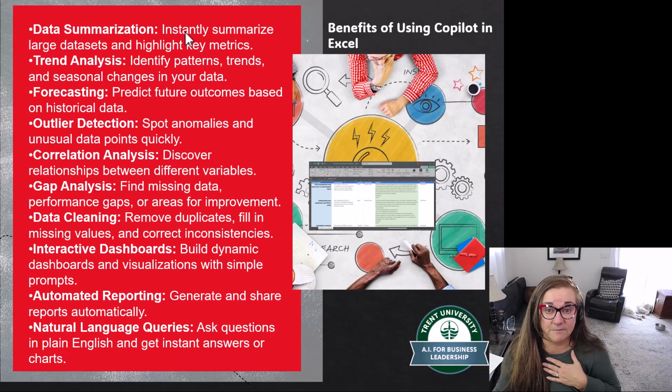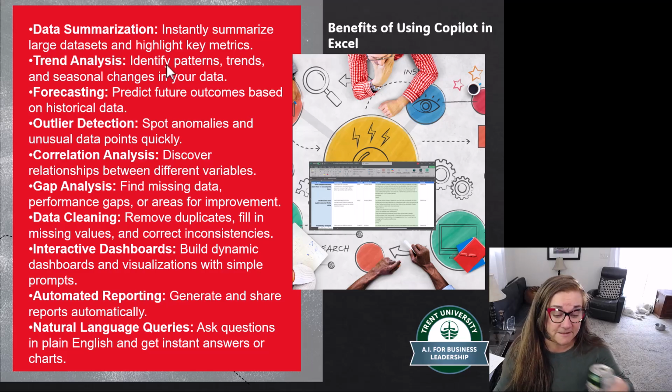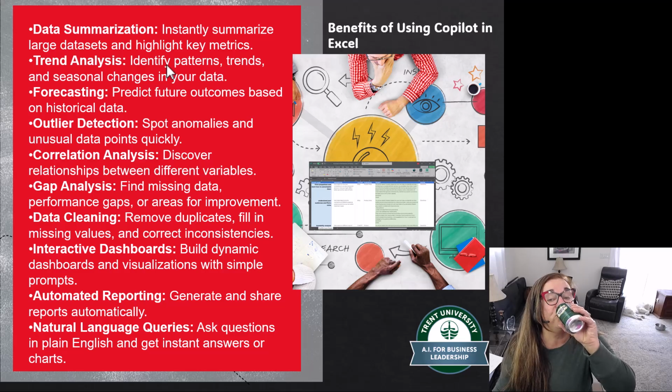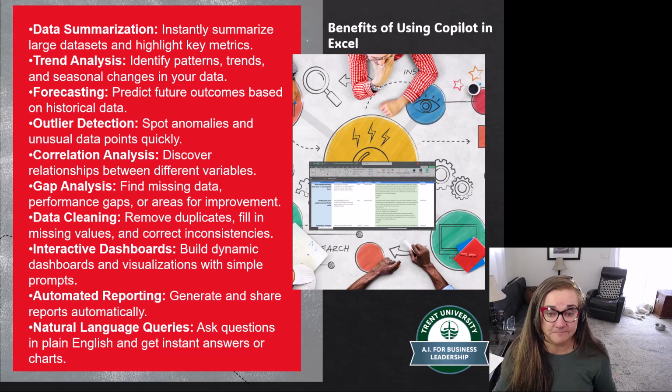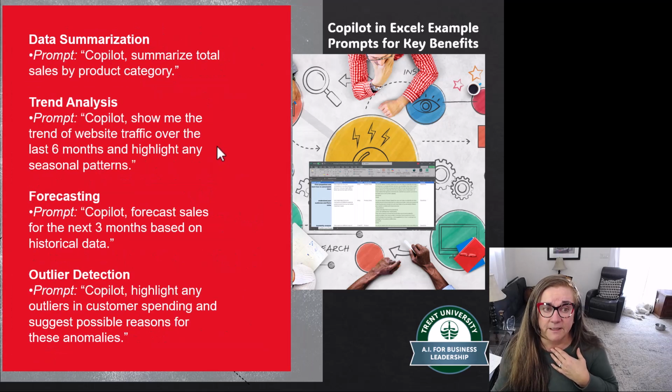Copilot within Excel: summarizing large databases automatically. It'll highlight the key metrics. It'll identify patterns and trends. One of the common ones that I find people are using, it'll identify outliers, like spot anomalies, which could be errors in your system, which is pretty cool. It'll show you errors that might be in there. So I love this for you.